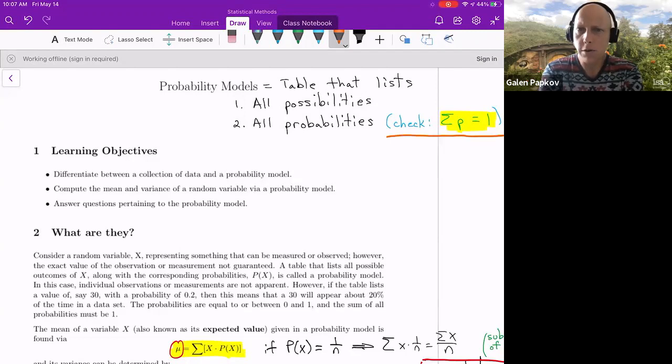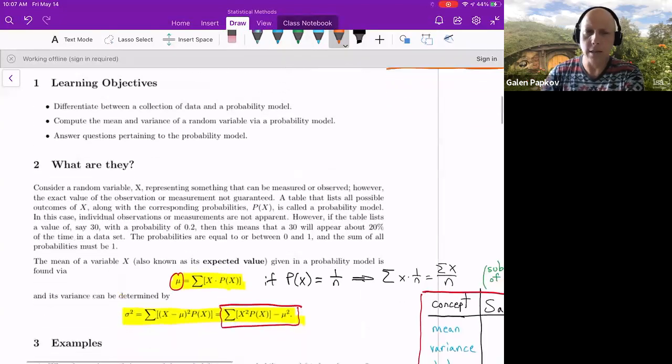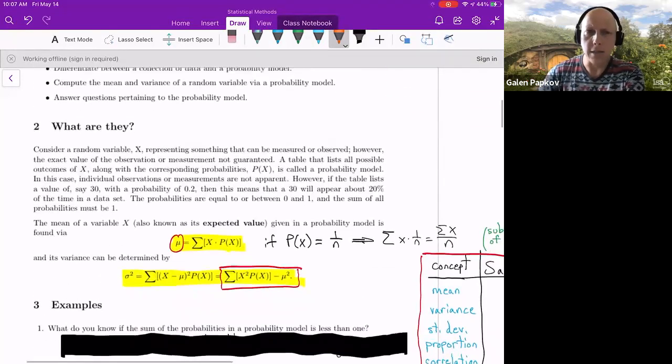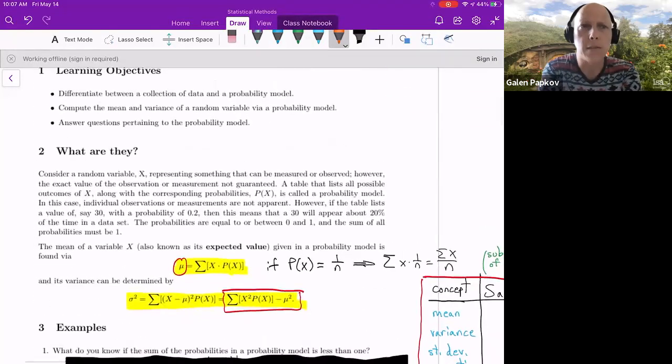And once you do, then you could find things such as the mean and variance of that probability model. And the formula is a little different than what you've seen so far. So in this topic, you're going to learn how to differentiate between a collection of data and a probability model, which is what I just described. You'll learn how to compute the mean and variance of a probability model, which is computing it for a random variable. And you'll be able to answer questions that utilize those concepts.